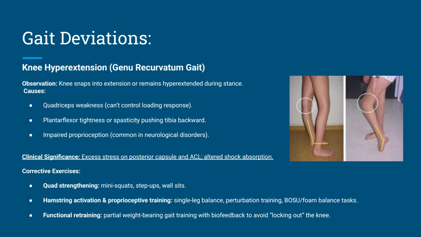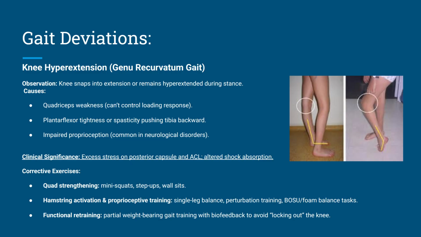Corrective interventions. Again, focusing on eccentric quad loading, slow step downs, controlled sit to stands, and the things I have listed. Hamstring coactivation drills for joint awareness, such as single leg balance, perturbation training, or doing balance tasks on foam or a Bosu ball. Again, assessing ankle dorsiflexion and noting if there's any mobility restrictions.